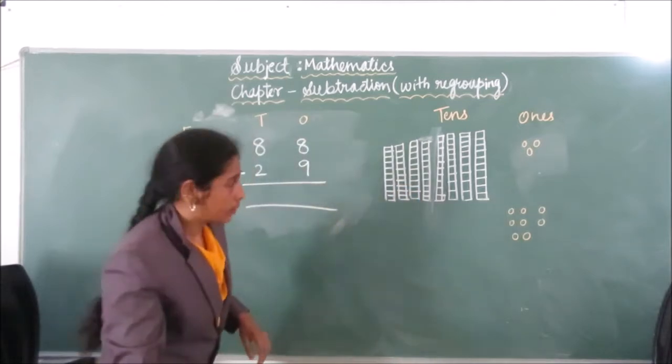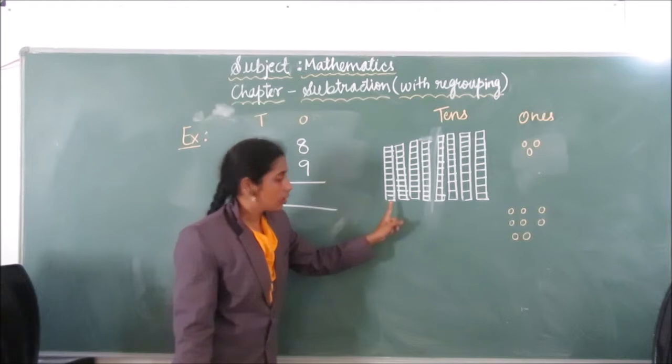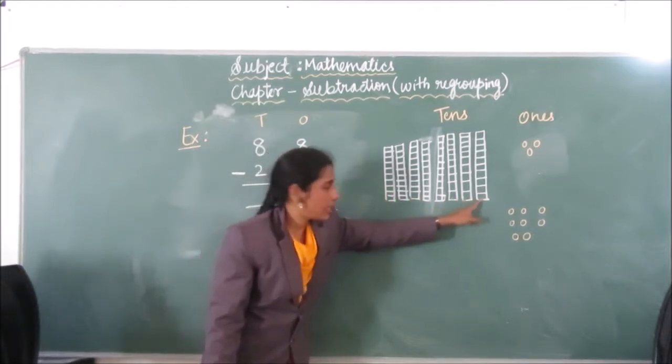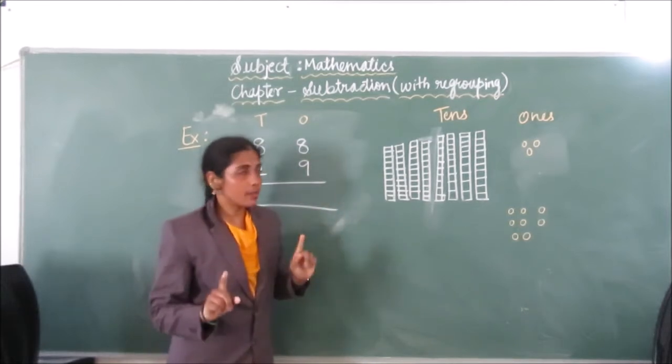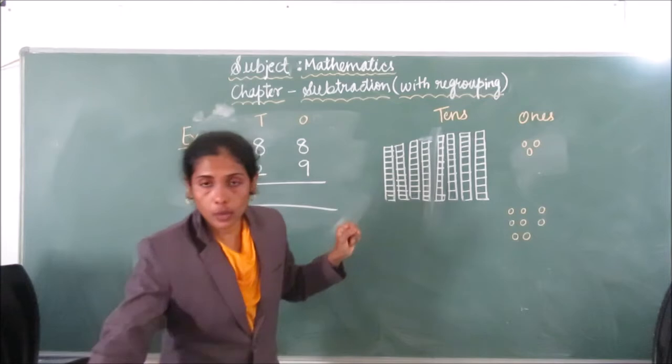Okay, see children, how many tens did I tell you? 8 tens. See, let me count: 1, 2, 3, 4, 5, 6, 7, 8. How many bundles of tens? 8 bundles of tens. Got it? How many ones? 8 ones.